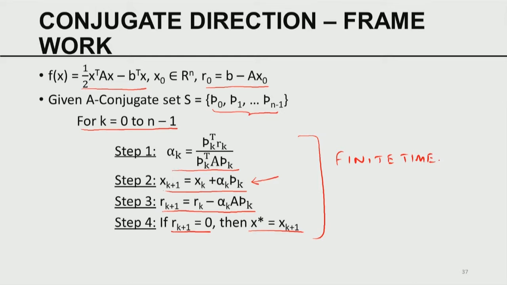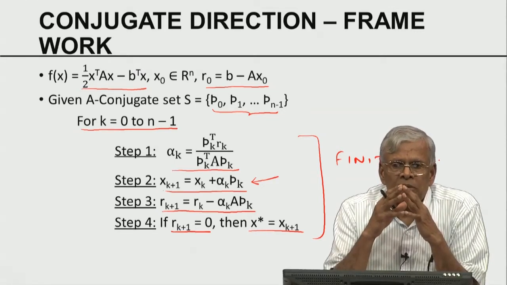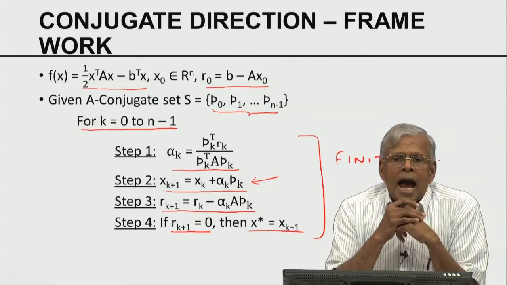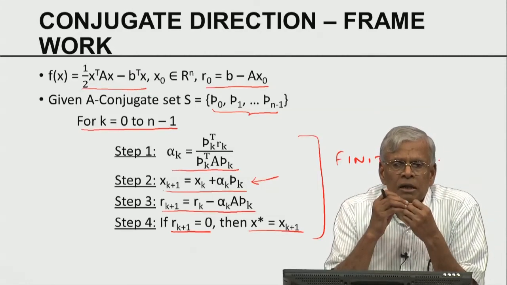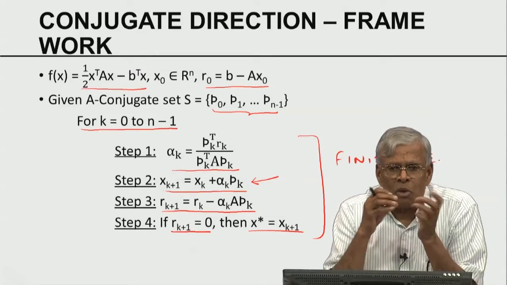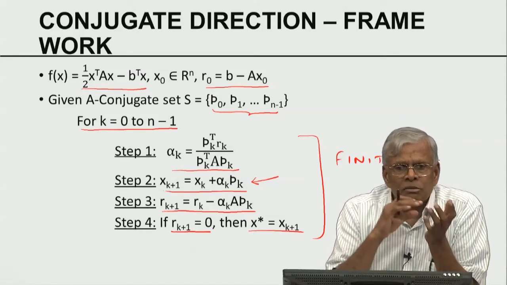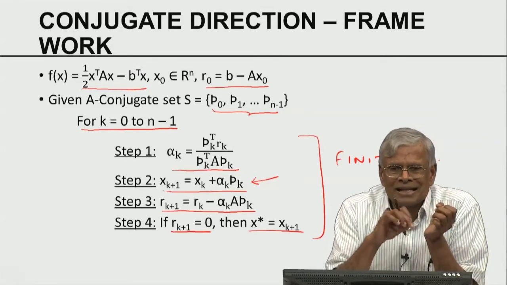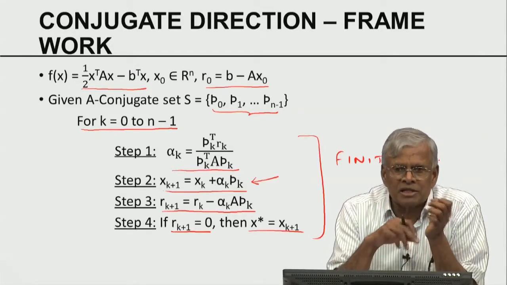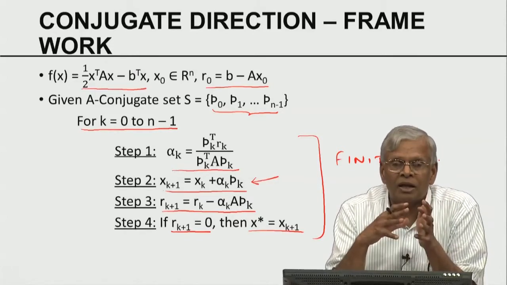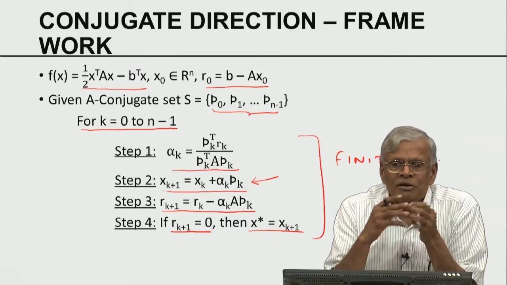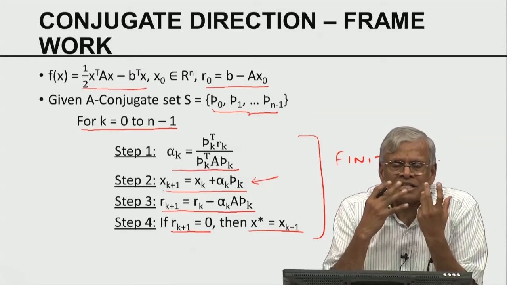Therefore, this provides you a general framework for finite time convergence. This was the idea that was proposed by Hestenes in the early 50s. This is one of the landmark results in the theory of minimization, and ever since, conjugate direction based ideas have been exploited. We would like to tell you that this is not called the conjugate gradient method. It is simply a conjugate direction framework. It is an idea. If you don't have an idea, you cannot develop an algorithm. So what is the essence of this idea?